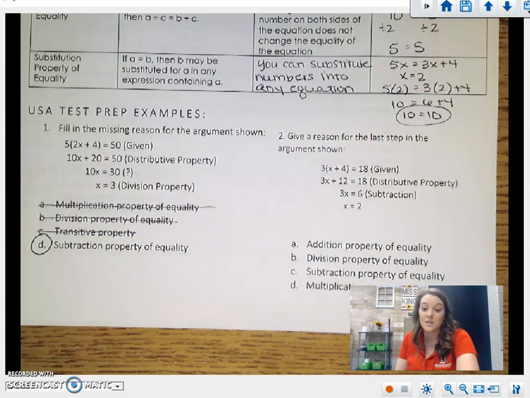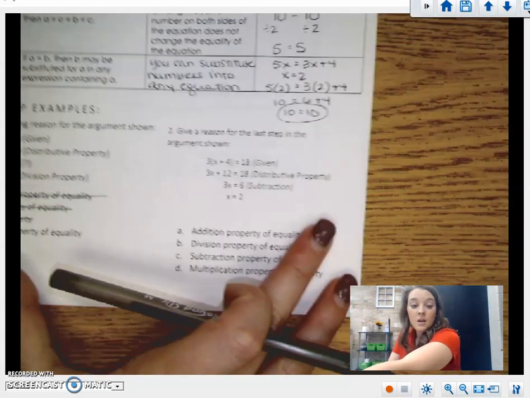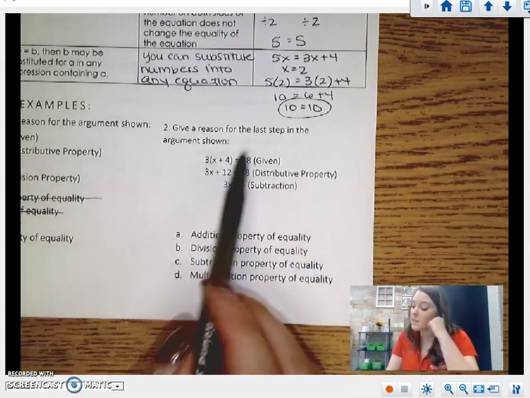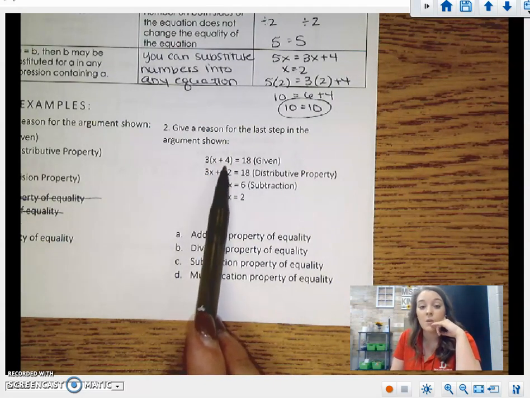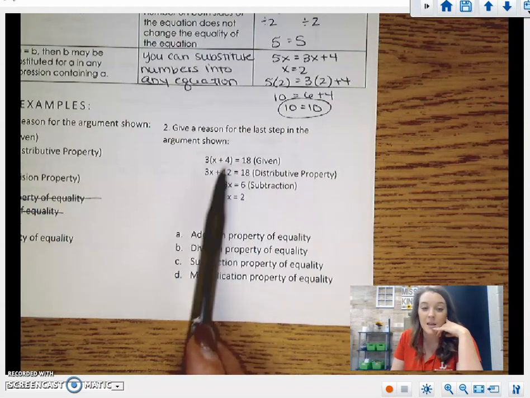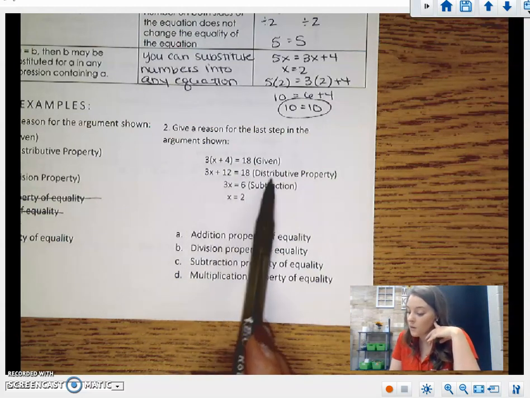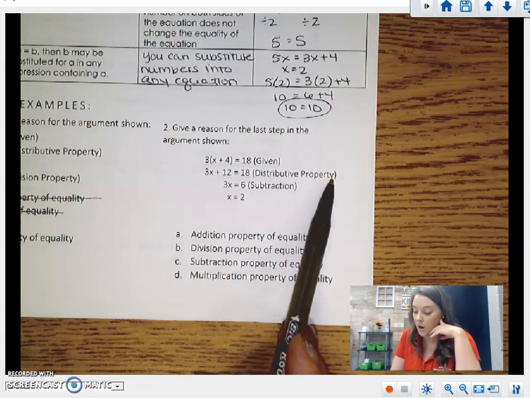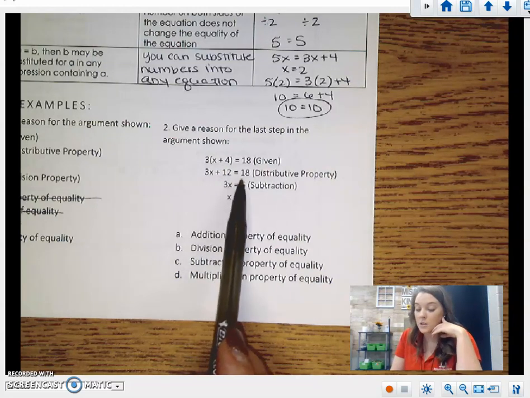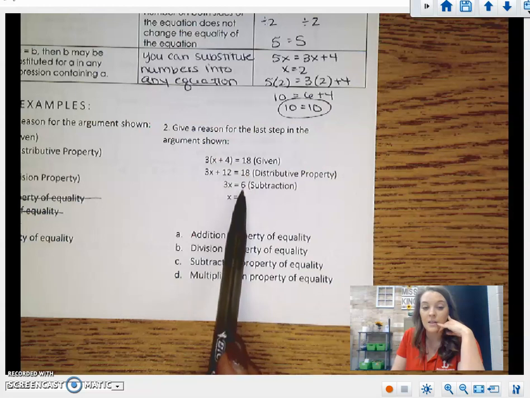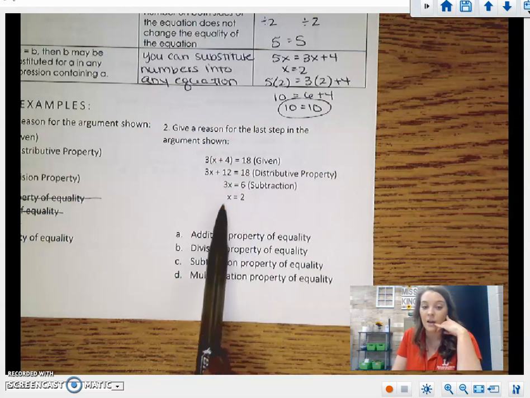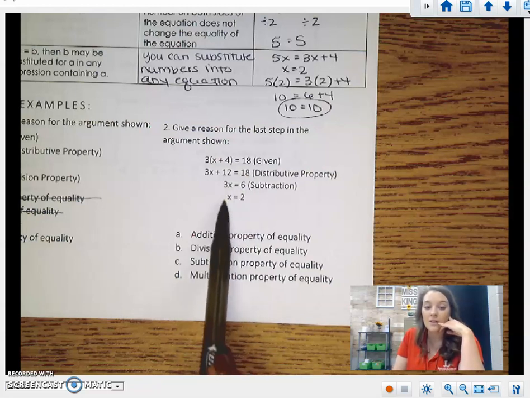That's a one-step equation. Number 2 is very similar. It says give a reason for the last step in the argument shown. So it says 3 times the quantity x plus 4 equals 18. 3x plus 12 equals 18 using the distributive property. They subtracted 12 from both sides, so you got 3x on the left. 18 minus 12 is 6 on the right. But now we have x equals 2 as our answer.